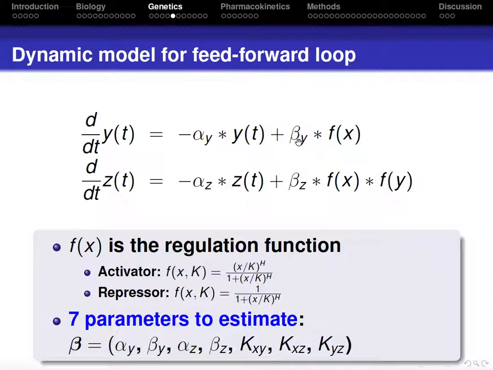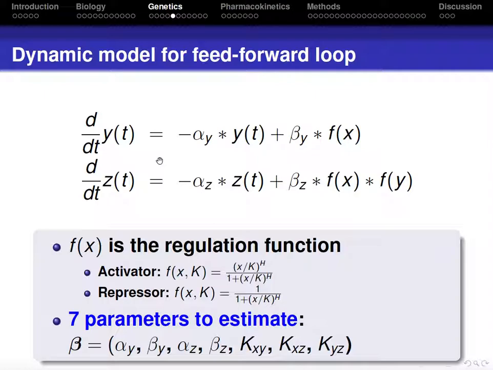Similarly, gene Z has this negative self-regulation term, and alpha Z is the self-repression rate. Gene X and gene Y regulate Z at the same time. Therefore, we have the regulation function of X multiplied by the regulation function of Y, and this beta Z represents the regulation of X and Y together on Z. You can see this is a very simple differential equation.